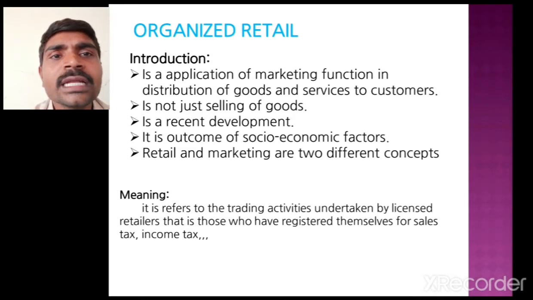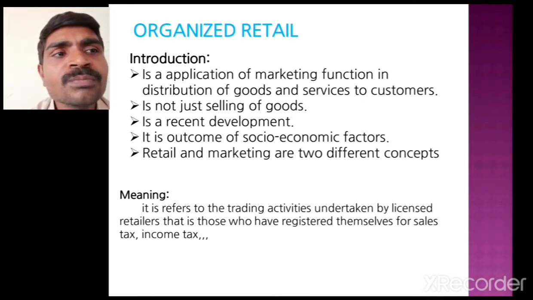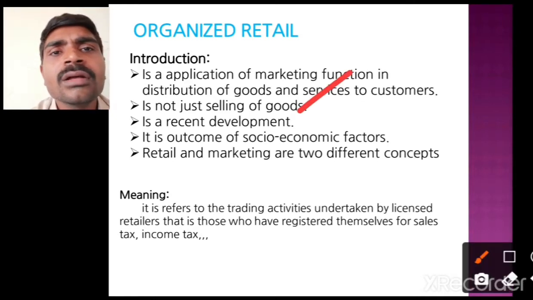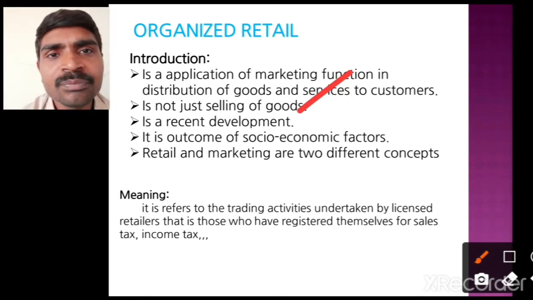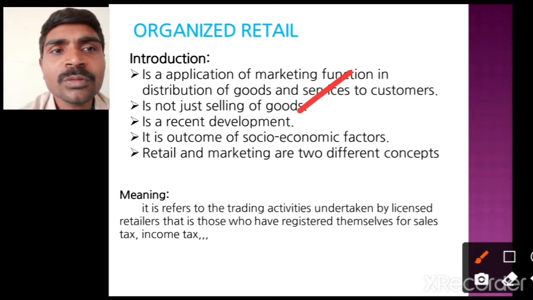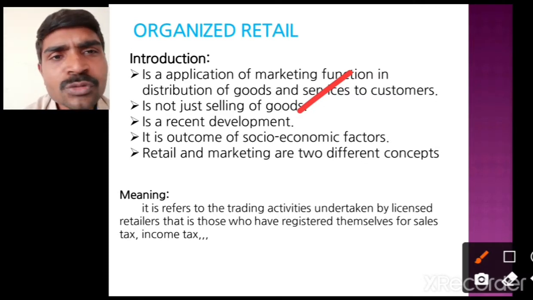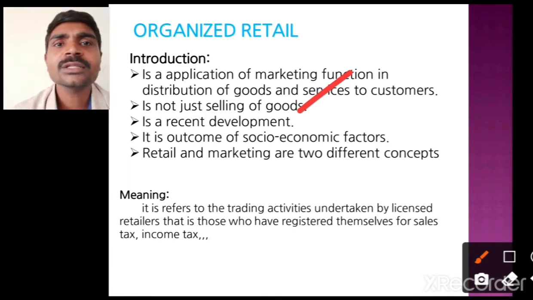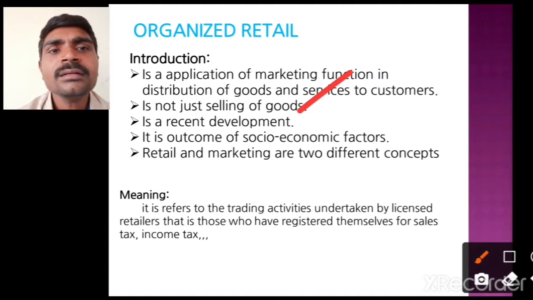Next, the second point in the introduction: it is not just selling of goods. Organized retailers are not only selling the goods. With selling the goods, their intention is that the customer should be delighted. As per the customer's needs and wants, they supply the goods, and they are also doing marketing activities, because already we studied in the first point that organized retailing is the application of the marketing function. So not only do they sell the goods, they also provide marketing activities.